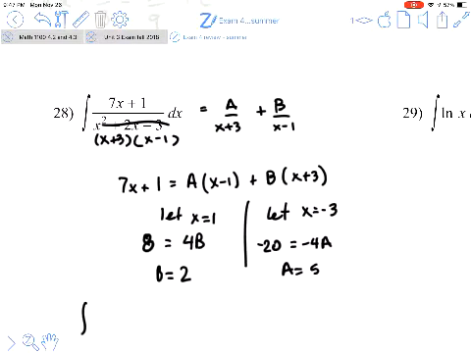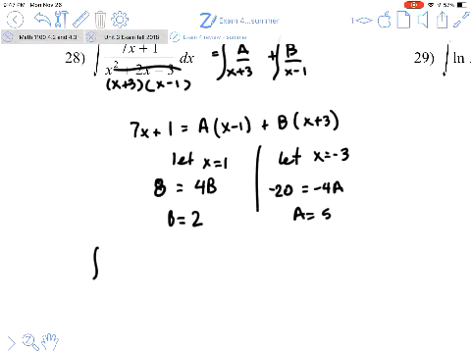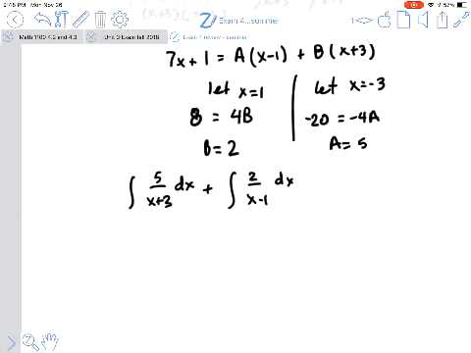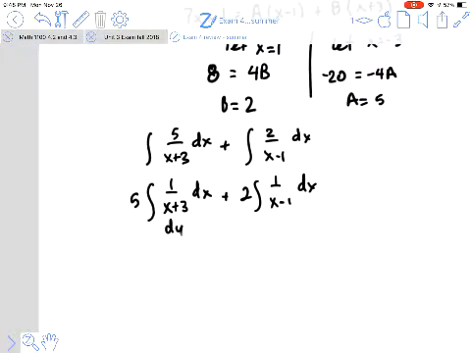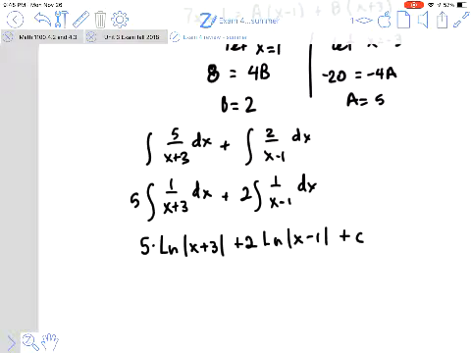So this is really the antiderivative of both of those separate partial fractions. So it's the antiderivative of 5 over x plus 3 dx plus the antiderivative of 2 over x minus 1 dx. And that 5 I can move in front as a coefficient. Same thing with that 2. And now we've got an example of du over u, which again is the natural log of u. So this is 5 times the natural log of x plus 3 plus 2 times the natural log of x minus 1 plus c.